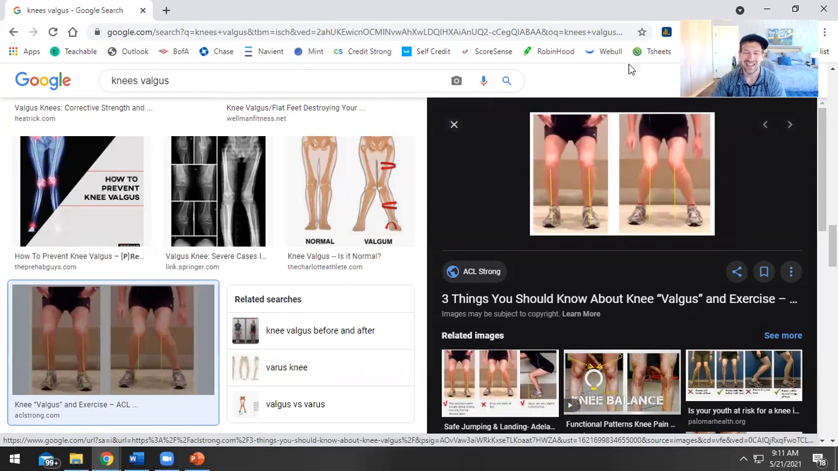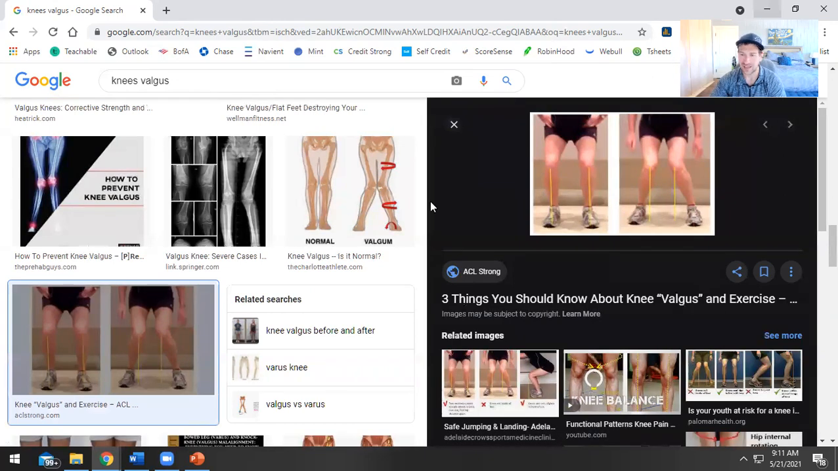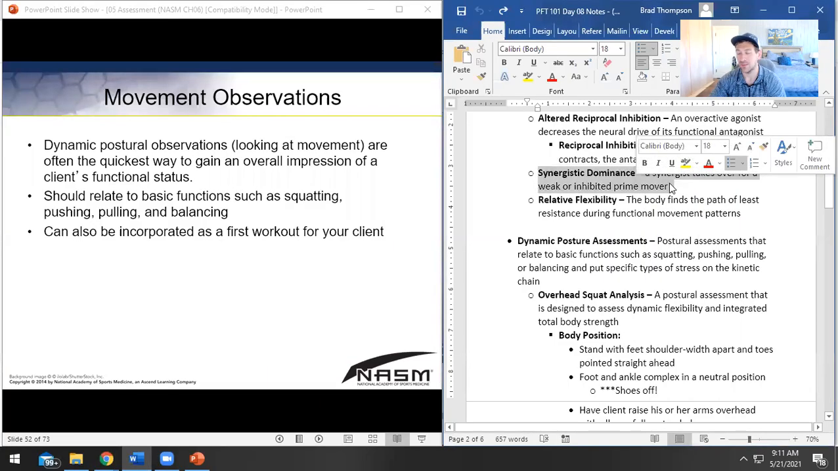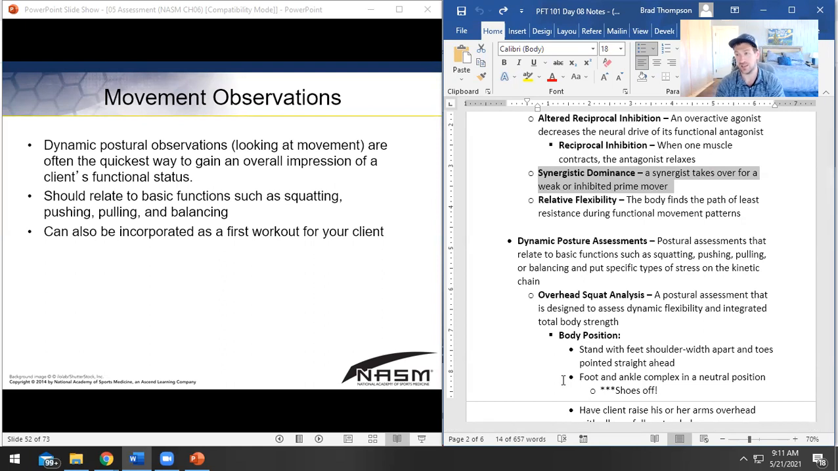So that's not so great, right? That's where synergistic dominance starts to be a problem. Your synergist muscle starts to contract more than it's supposed to, and that synergist now draws your skeleton into improper alignment. Eventually, that muscle gets so used to contracting and gets so tight that you end up using it more often than you're supposed to.